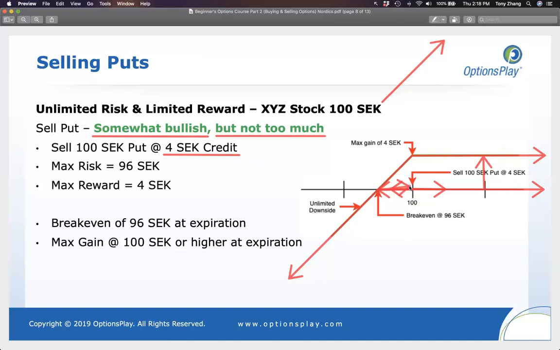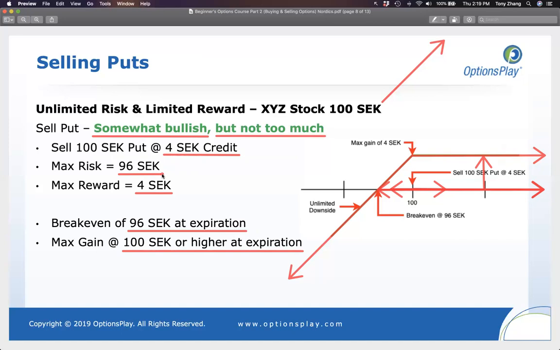You don't want to lose money on this particular trade. So you have to ask yourself, do I think this stock is going to stay above 96 or higher in this particular case? Because my break even on this particular trade is 96 crowns. My max gain is if the stock is above 100 crowns, and I'm making a possible 4 crowns while risking 96. Now, a lot of people will say, why would anyone take this type of risk reward ratio?